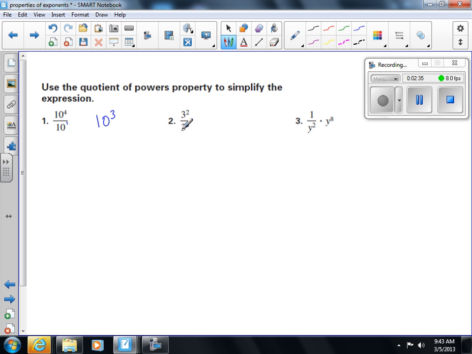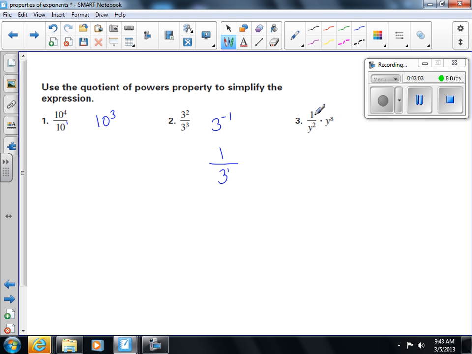Okay, let's look at this one. Are the base numbers the same? Okay, so I could take the shortcut to my powers, 2 minus 3. So I have 3 to the negative 1. Now, what do we know about negative powers? It goes downstairs. It goes under 1. So I have 1 over 3 to the 1st, or I could just have 1 over 3. That's it. I've simplified it.